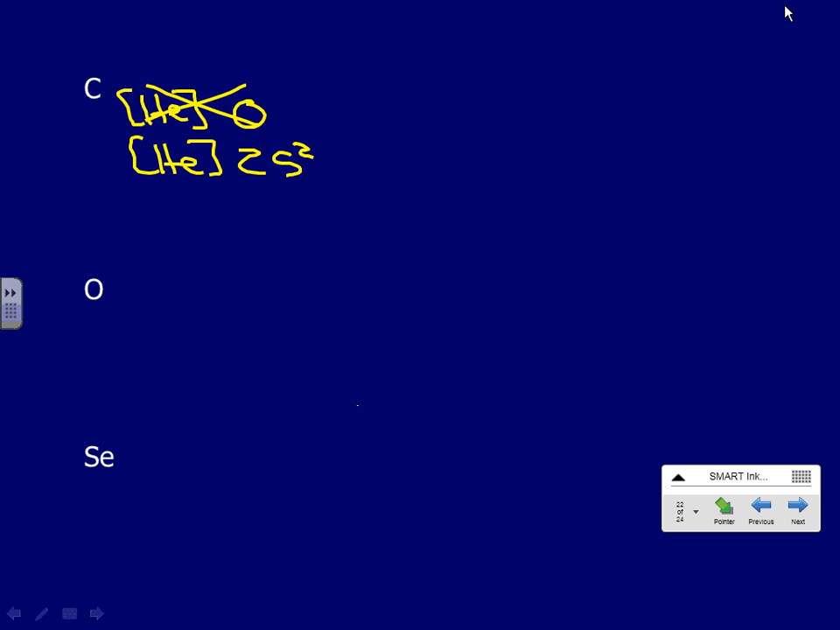2s2. And what are we at? 2p2. And you'll notice I've got 4 electrons there. And so the Lewis diagram for carbon is 1, 2, 3, 4. All right? And we spread them all out. And we'll talk a little more about why they get spread out.